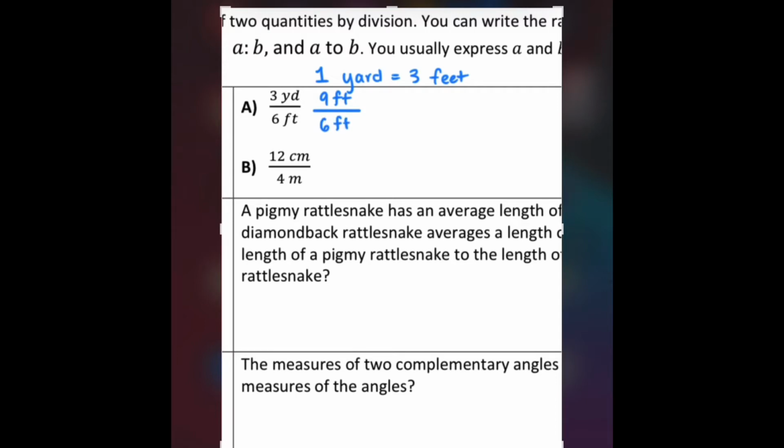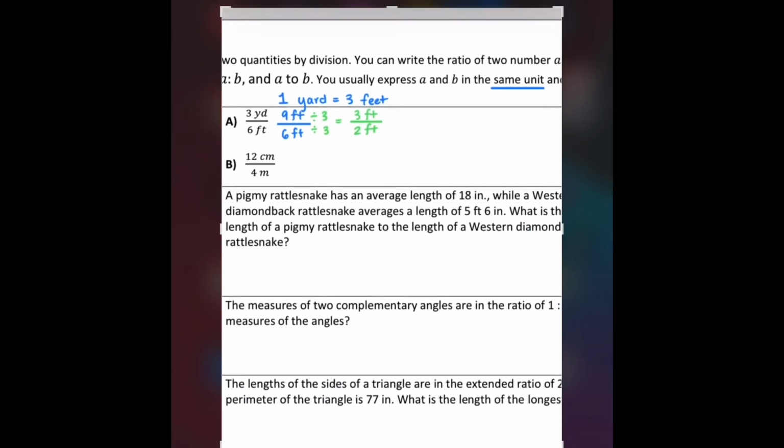Now that we have the same unit, we can look for a greatest common factor. The largest number that divides into both of these equally would be 3. So we're going to divide the top and the bottom of the ratio by 3. And then we can write the ratio out in its other forms using the colon here, and we can also use the word to.